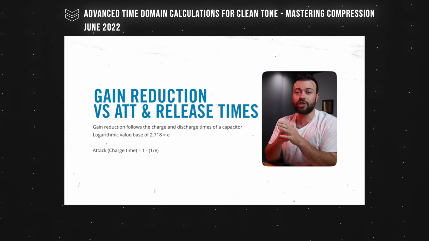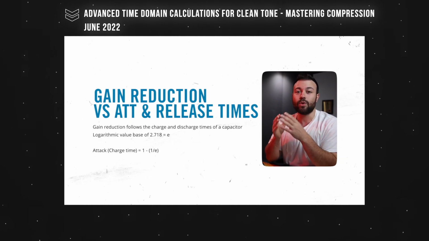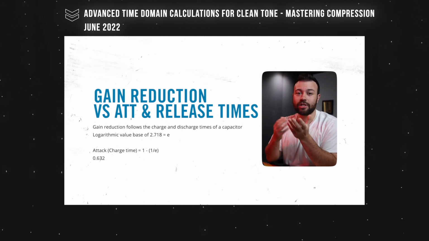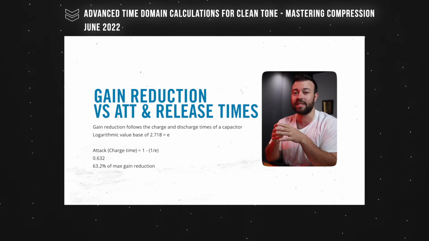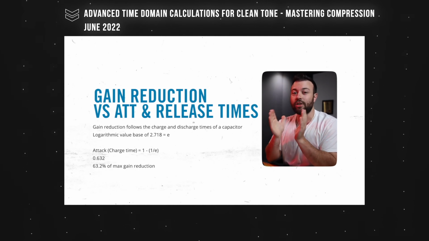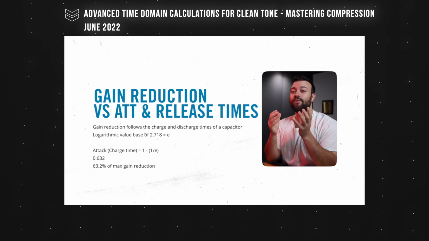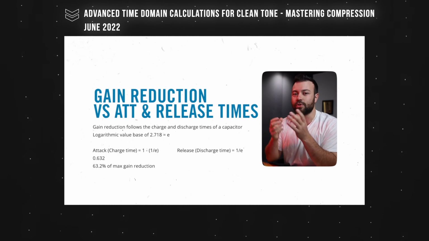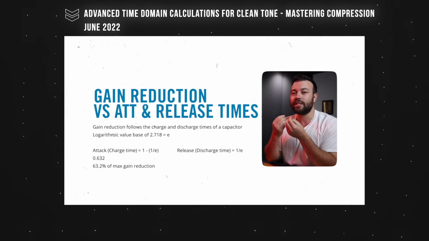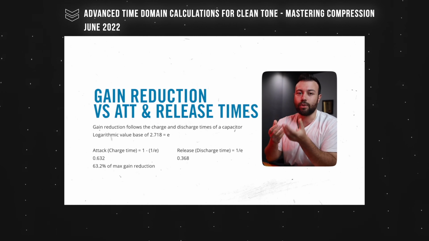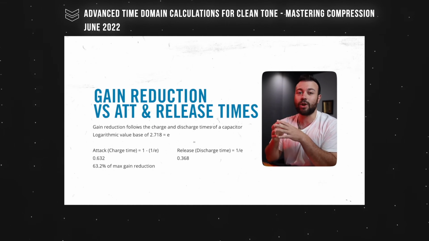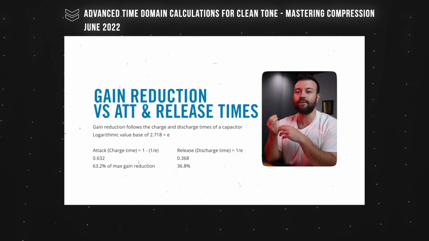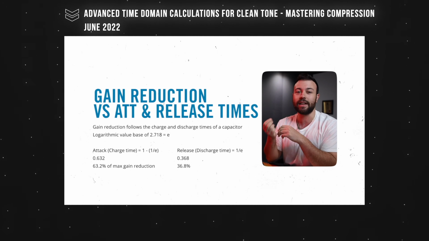Which means for attack and release times, the attack or the charge time of one time constant is 1 minus 1 over E, or 63.2%, which means your attack time will only reach 63.2% of the gain reduction value at one time constant, and it'll take 4 to 5 times the time constant to reach its maximum gain reduction. Likewise, with release time or the discharge time, it's 1 over E, which is 0.368. Now, your release time will only release back to 36.8% of the gain at one time constant, and it will take 4 to 5 time constants to arrive back at unity gain.